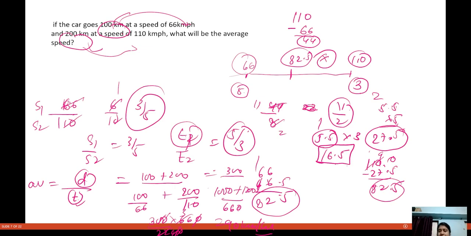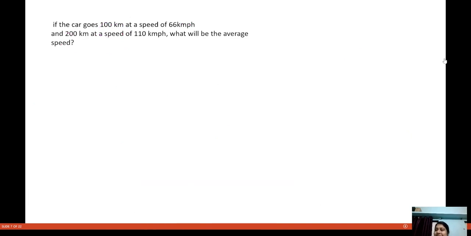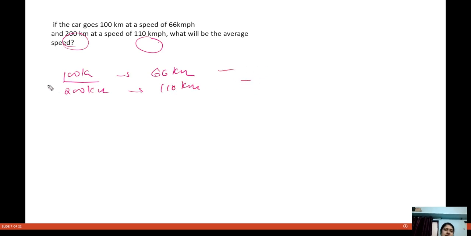But are you getting that average speed here? No, you are not getting that average speed here. So let us see how we can calculate the average speed here. See, take the perspective of distance as well. 100 kilometer is traveled at 66 kilometer per hour and 200 kilometer at 110 kilometer per hour. So we have to look at all the perspectives.